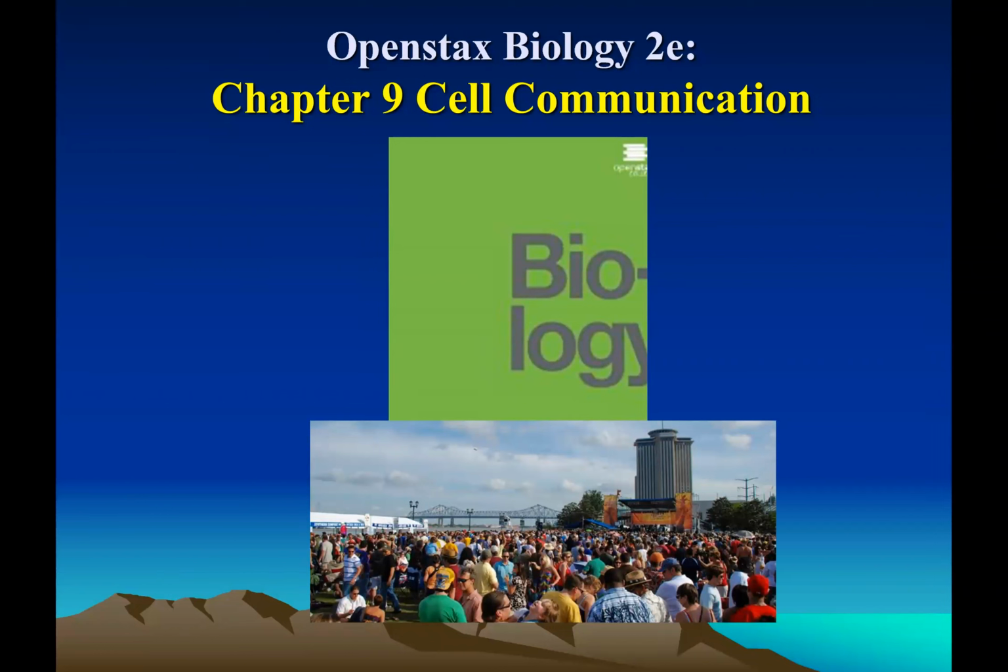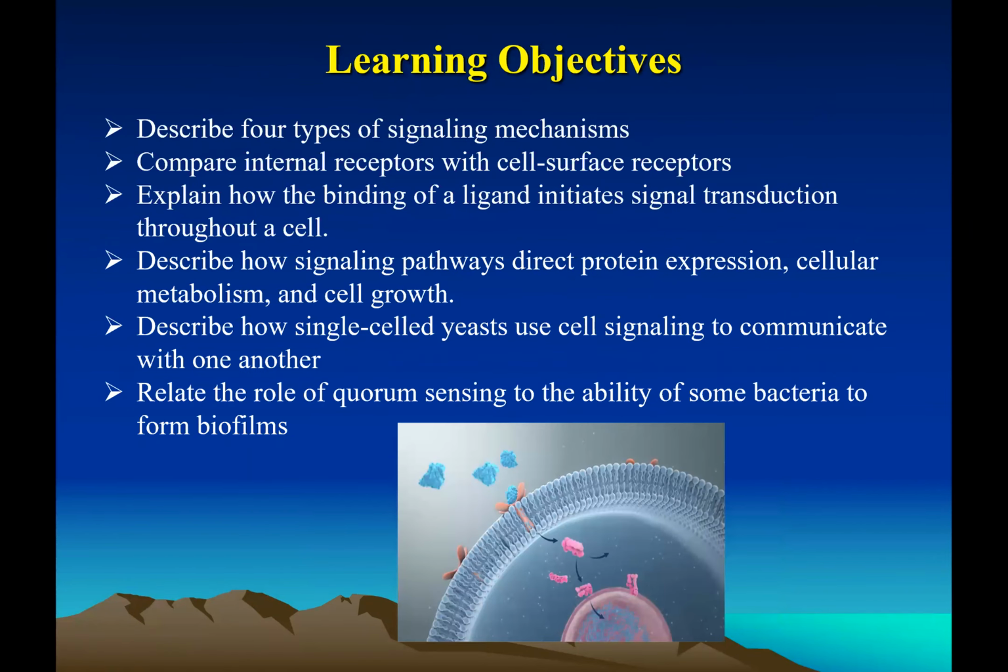Chapter 9, Cell Communication. The main learning objectives in this chapter are to understand the four ways of cell communication and the basic signaling mechanisms. We will study internal receptors as well as receptors that are found on the cell membrane. We will learn how a signaling molecule, called a ligand, can trigger a signal transduction pathway in order to elicit a response.